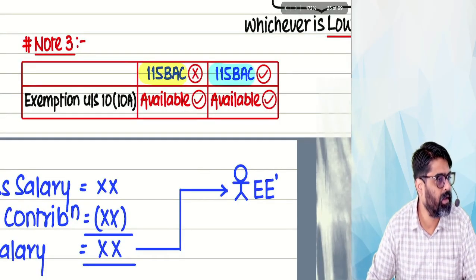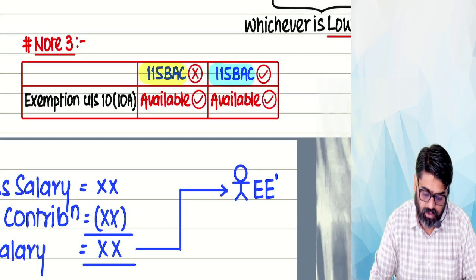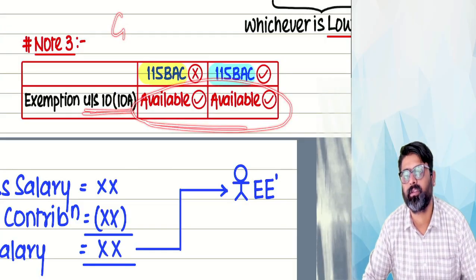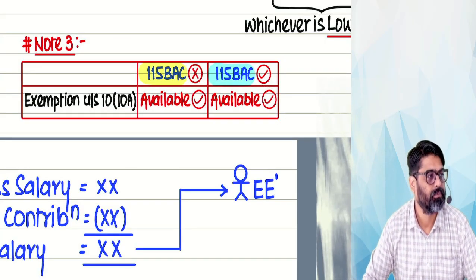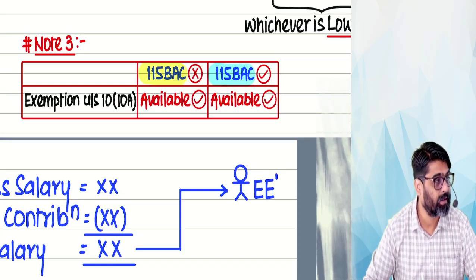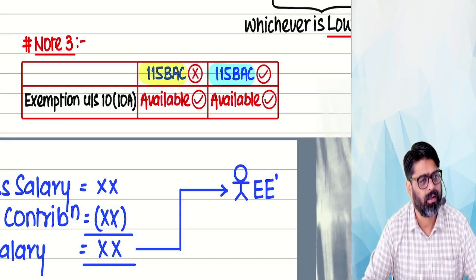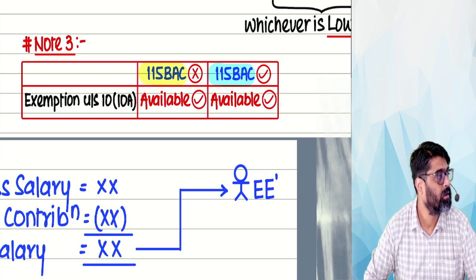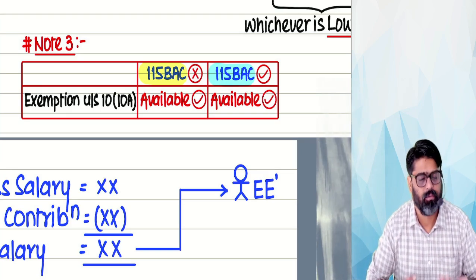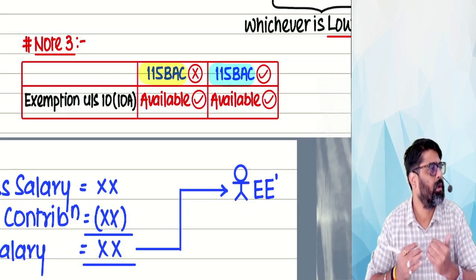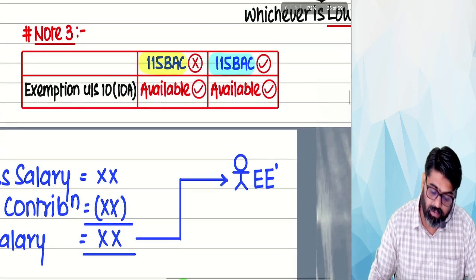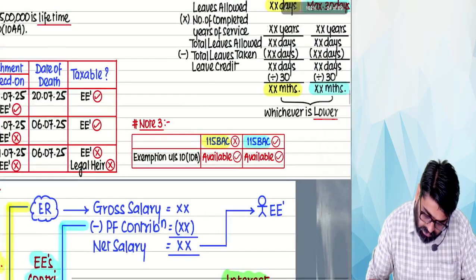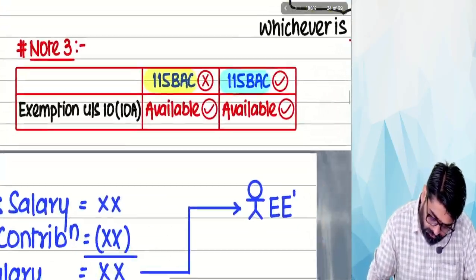Now, take this. Whether you follow 115BAC or don't follow 115BAC, exemption for leave encashment will be available. See, gratuity is exempt under which section? 10(10). Gratuity, death or retirement gratuity, is exempt under section 10(10), even if you follow 115BAC or you don't. Commuted pension is exempt under 10(10A), even if you follow 115BAC or you don't. And leave encashment exemption is under section 10(10AA). Double A, no? 10(10AA).